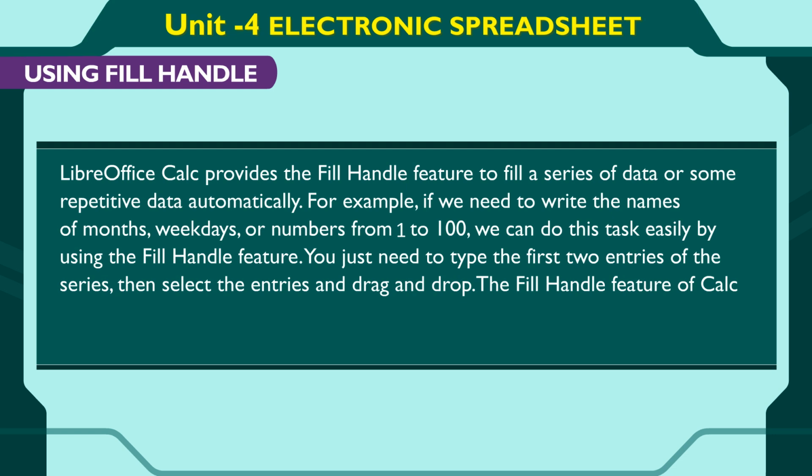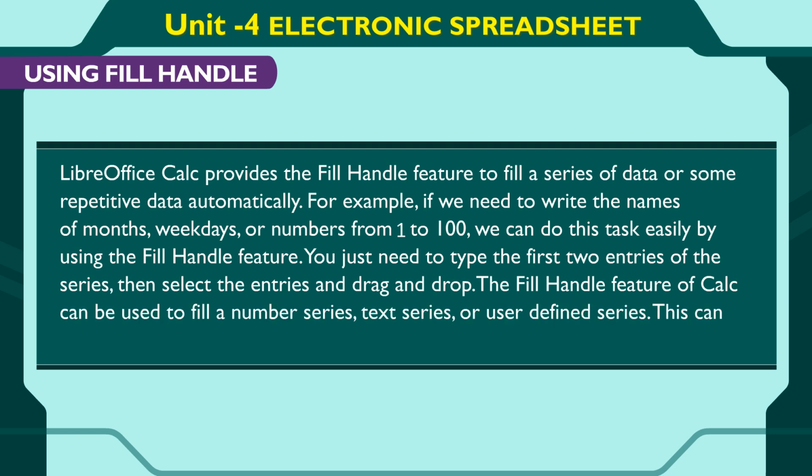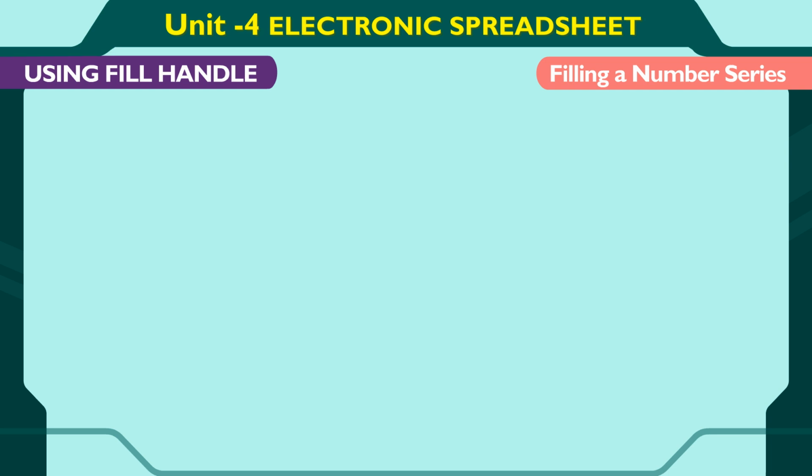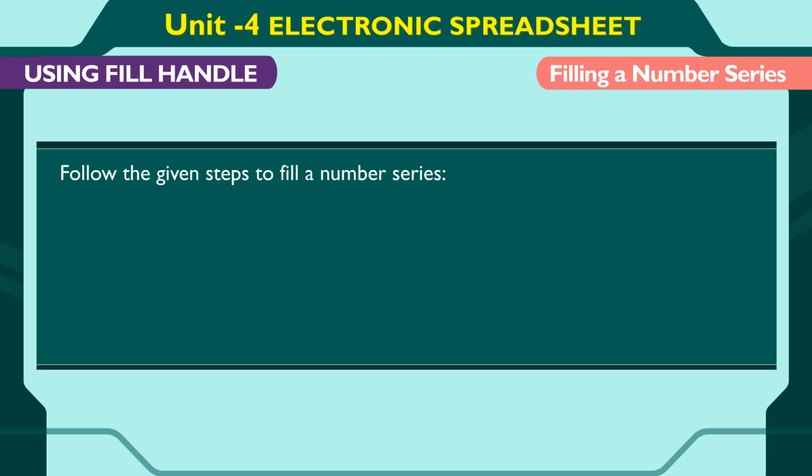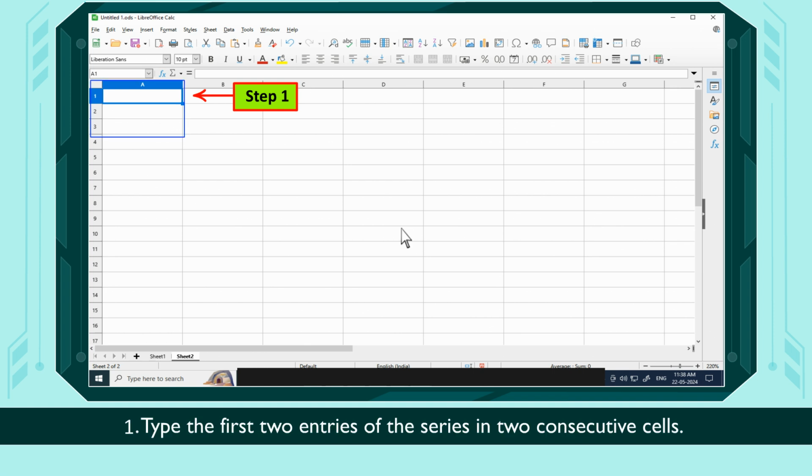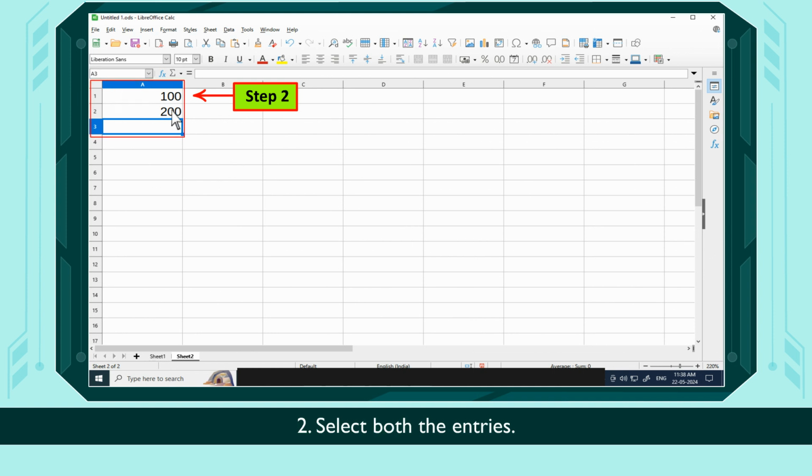The Fill Handle feature of Calc can be used to fill a number series, text series, or user-defined series. This can also be used to copy a formula from one cell to another. Filling a number series. Follow the given steps to fill a number series. 1. Type the first two entries of the series in two consecutive cells. 2. Select both the entries.